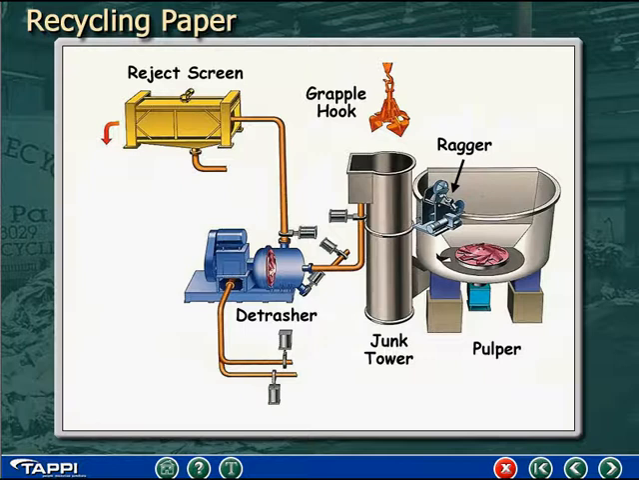A junk tower is a separate vessel behind the pulper. Large, heavy pieces flow into the junk tower, and these can be removed by the grapple hook. Lighter material is taken off the top of the junk tower and sent to the detrasher. The detrasher acts like a separate small pulper to break up the pieces of OCC and separate the fibers from the large pieces of plastic and other trash. This trash is then sent to the reject screen to be dewatered before being rejected from the system.